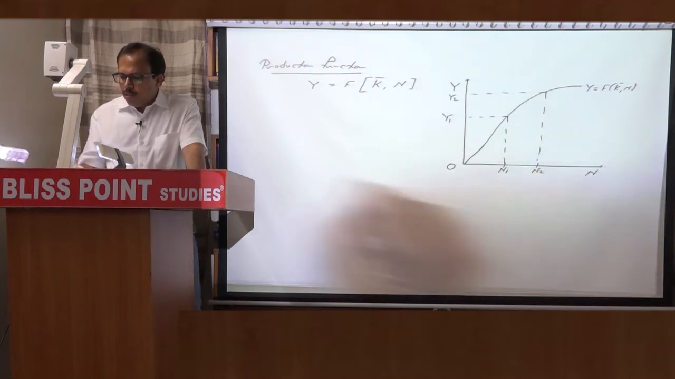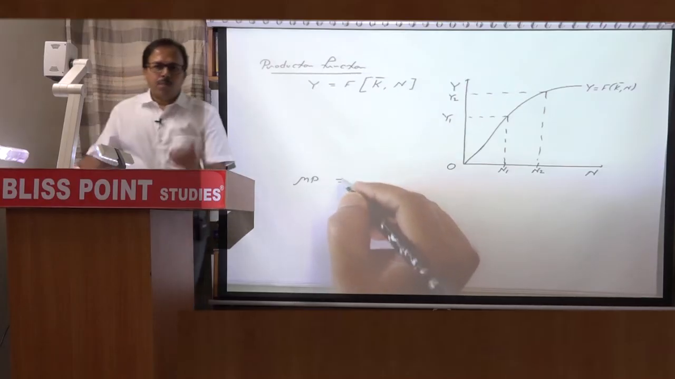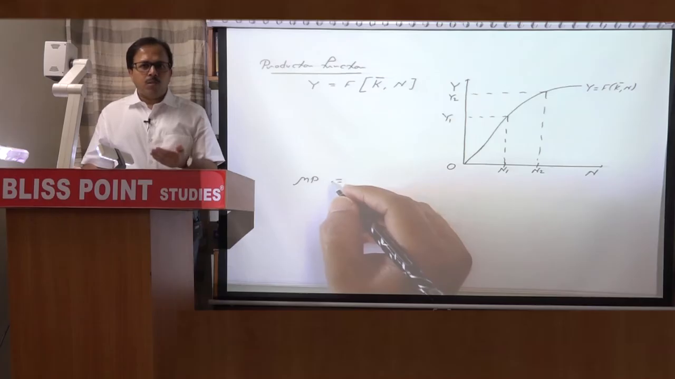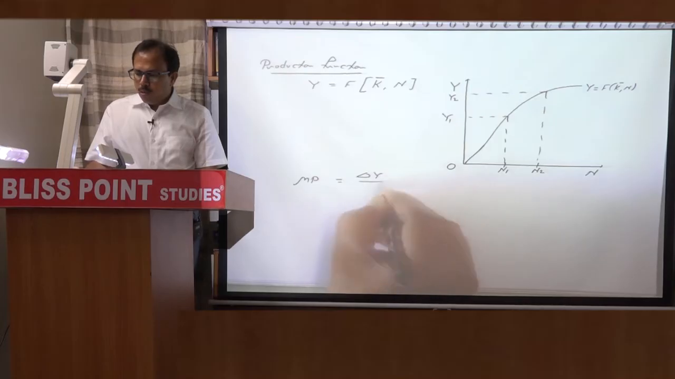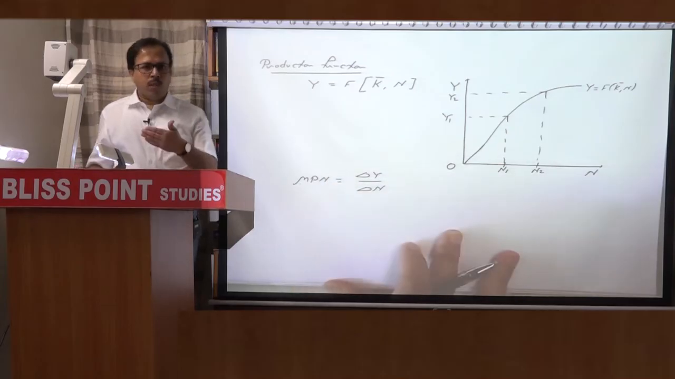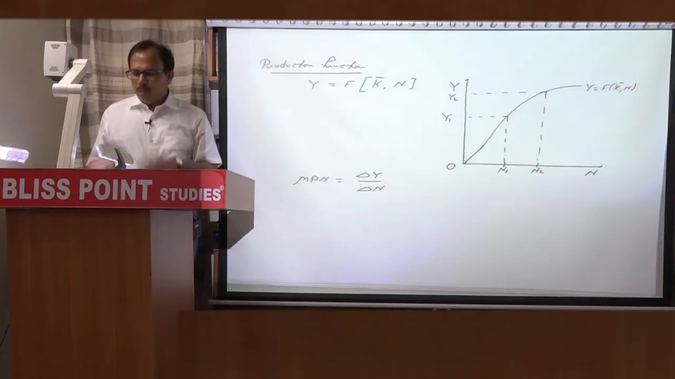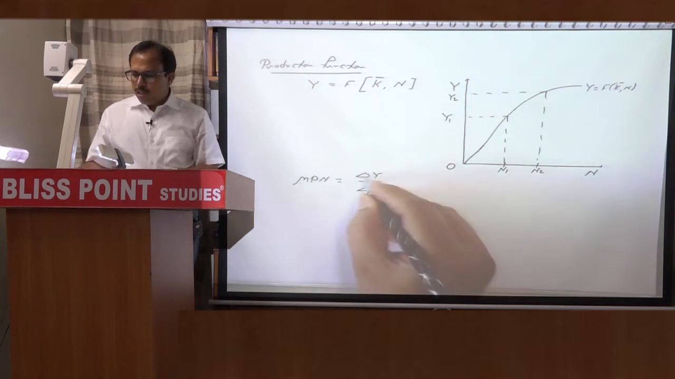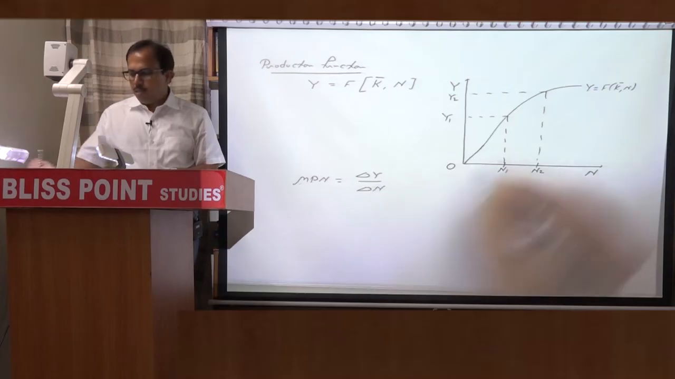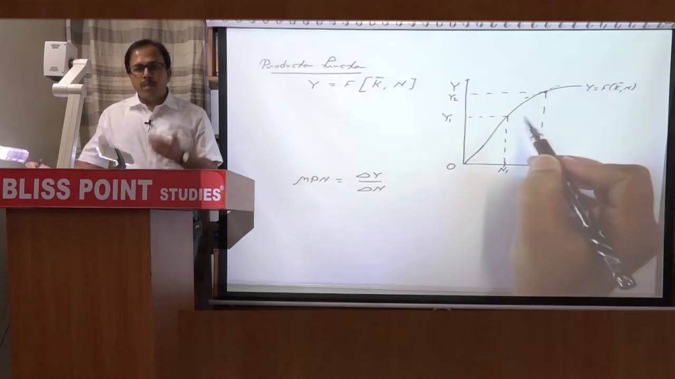From the production function you can derive marginal product also. And what is the meaning of marginal product? Marginal means additional. So additional output due to additional labor employed. So this is the marginal product of labor. When you read that book, just remember MPN is nothing but marginal product. So you can simply write only MP, also marginal product or marginal product of labor. So marginal product of labor is change in output due to change in employment.